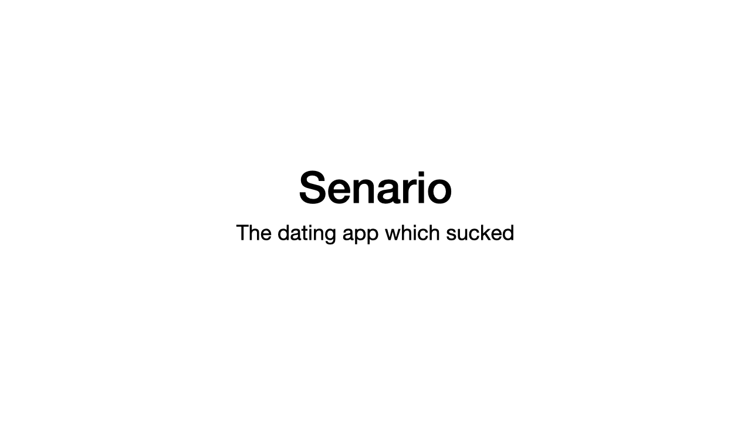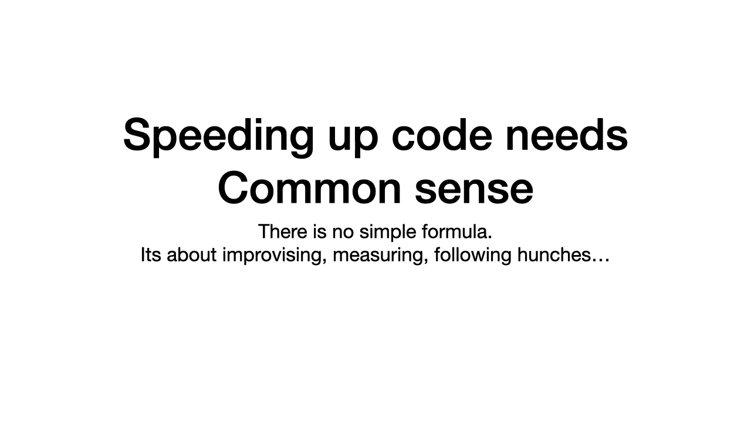Now, we're going to use a scenario here. And the reason I'm using a scenario is basically to show you what actually happens in a real world kind of situation. The thing is, I cannot tell you what to do. Right? Speeding up code needs common sense. There is no simple formula. It's about improvising, measuring, following hunches.